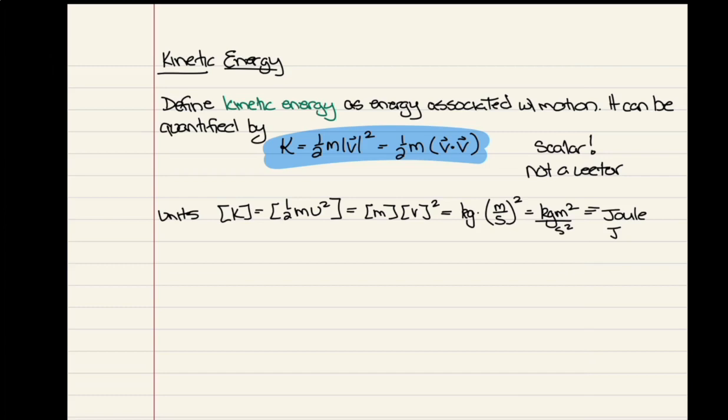It scales quadratically with the velocity. Double the mass and you double the kinetic energy. Double the velocity magnitude, and you quadruple the kinetic energy. A factor of 2 increase in velocity results in a factor of 4 increase in kinetic energy.